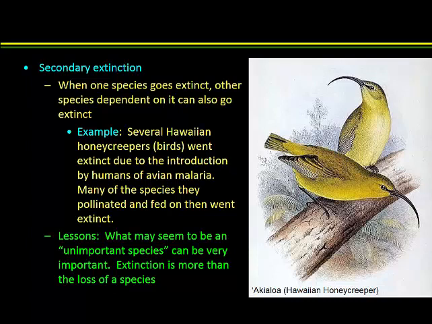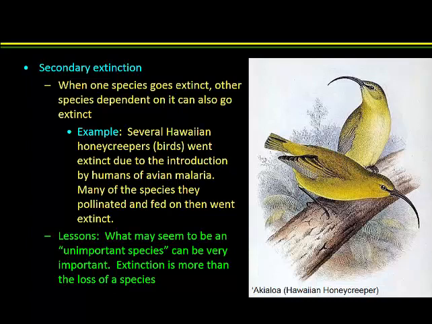This is the Hawaiian honeycreeper, and you'll notice immediately that it's got a very pronounced long decurved bill, very strange looking bill. Well, this bill had evolved for the bird to get nectar out of flowers of these flowering shrubs that were found only in Hawaii. And the bird was found only in Hawaii.